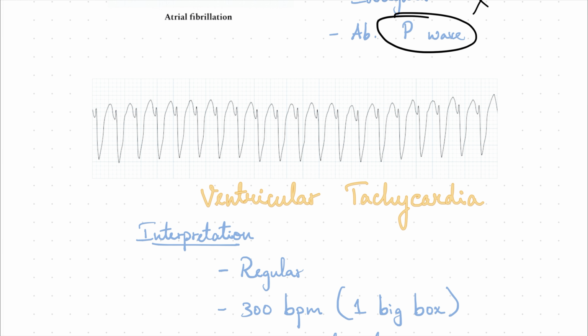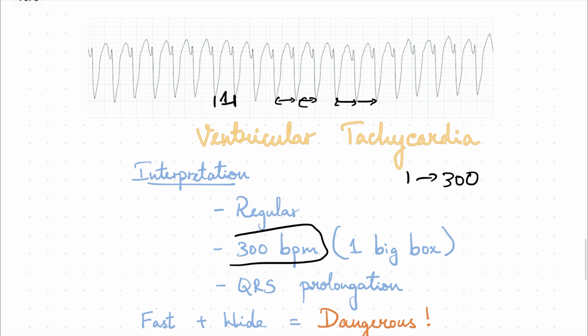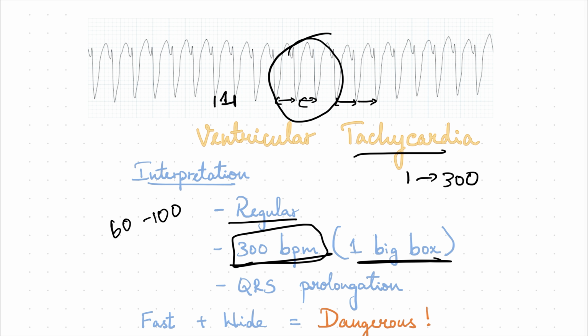Moving on, ventricular tachycardia. So when you look at ventricular tachycardia, here what the ventricular tachycardia I have given you is regular, and you can see between two RR complex, that is between one R and another R, you can just see one box. So just one box means it is 300. So the rate is 300 beats per minute because of one box, but it's a regular 300 beats per minute. The normal heart rate is 60 to 100, wherein 300 is very, very tachycardic. And QT prolongation, classical, fast and wide, which is very dangerous, leading to ventricular tachycardia.